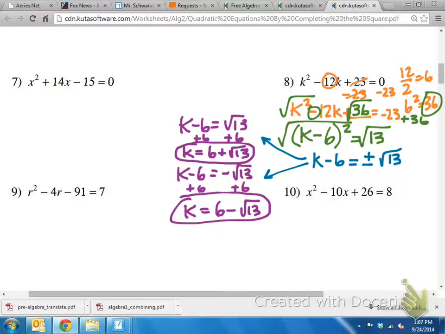Again, I know you can plug in square root of 13 and get a decimal, but this leaves it exact, and then we don't have to pull the calculator, and I can still see that you're doing the work properly. So that is how you complete the square and solve quadratic equations.